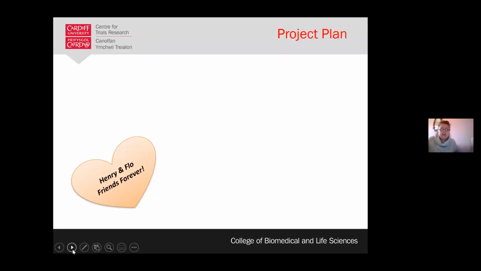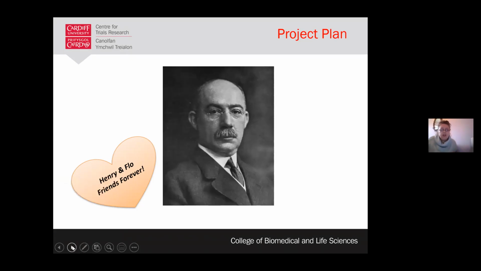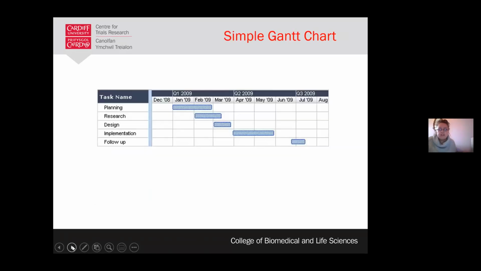Now, I will explain the Henry and Flo Friends Forever as we go along, but there's a couple of things that can help you in your project planning. And this is Henry, but it's Henry Gantt, according to Phil, because I took it from his slides. You will all probably have heard about Gantt charts, and this is a really helpful tool to help you start to plan your project.